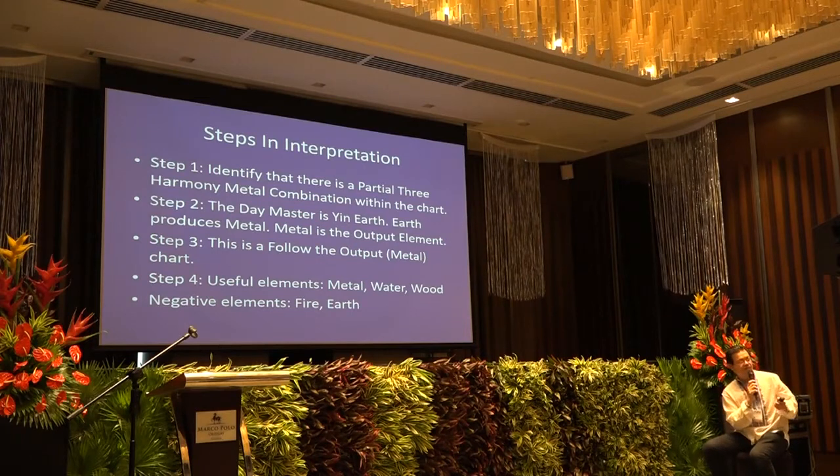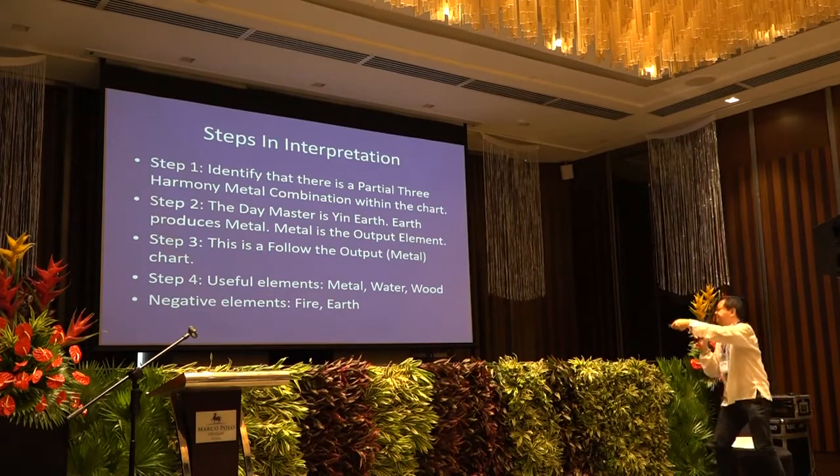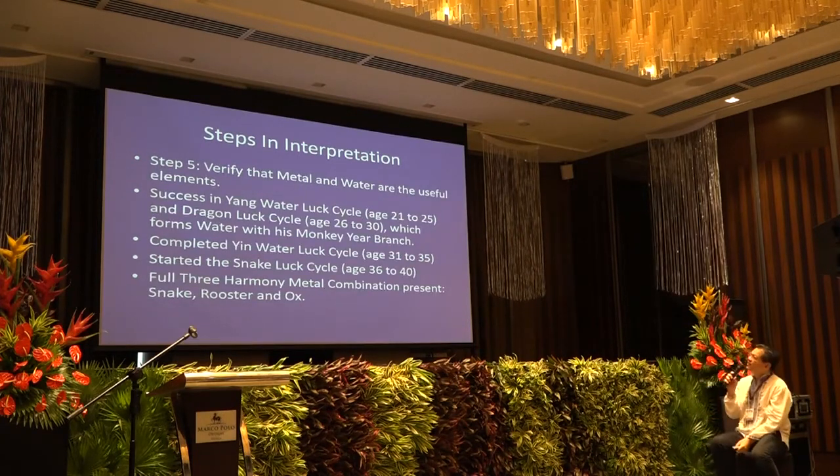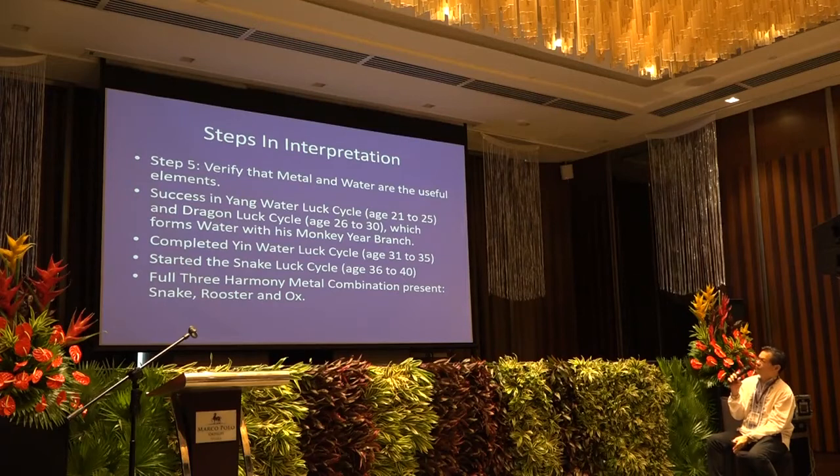Okay, so the next step would be to look at this person's life history and to verify, did he do well in metal and water years and luck cycles? Right, so he had success in the yang water luck cycle, age 21 to 25, and in the dragon luck cycle, age 26 to 30, when water is formed because the monkey year branch that he has combines with the dragon luck cycle to form water. He completed the yin water luck cycle, another useful element, 31 to 35, and right now he's in the snake luck cycle, 36 to 40.